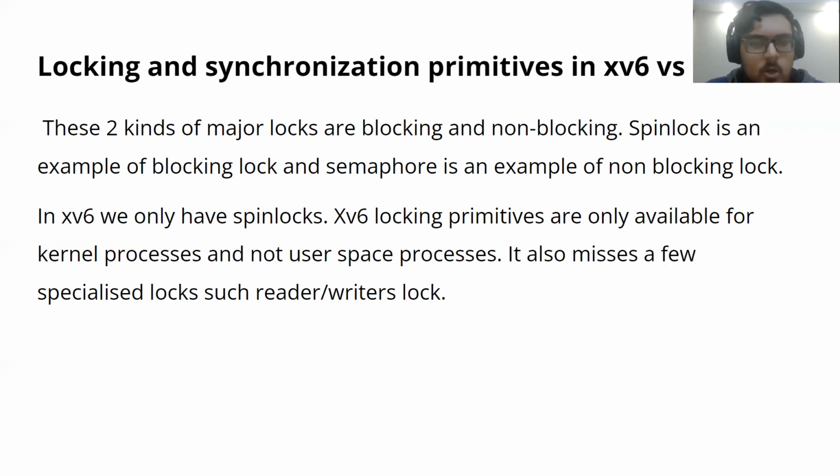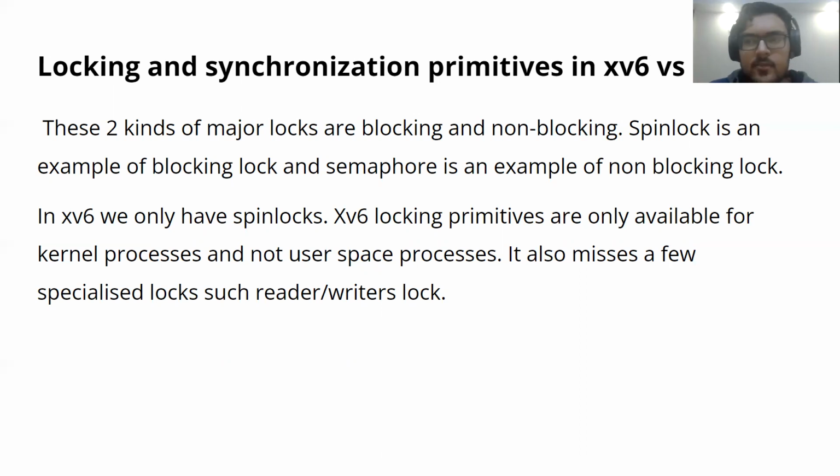So what are the three major things that I could pick up that were different in xv6 and Linux? First of all, in xv6 you only have synchronization and locking functions available for kernel processes and not for user space processes. So that's one thing that we can work on. The second thing is extending support for semaphores in xv6.